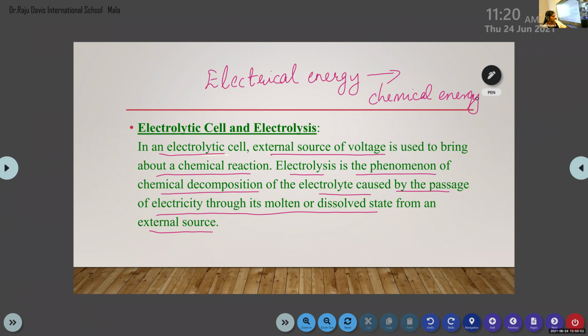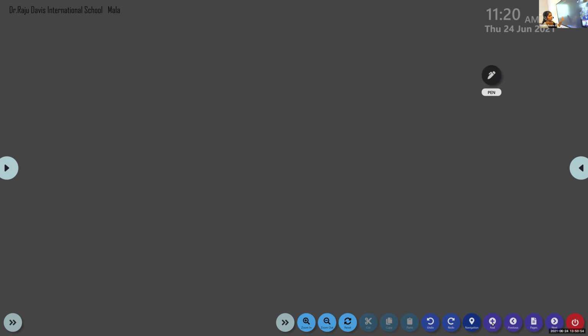Okay, then we can learn a simple example for this electrolysis.